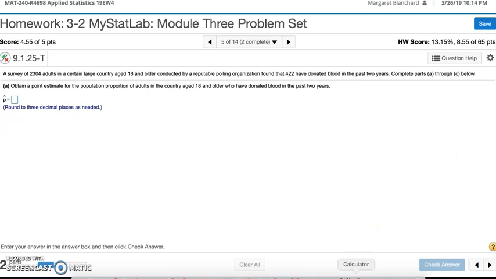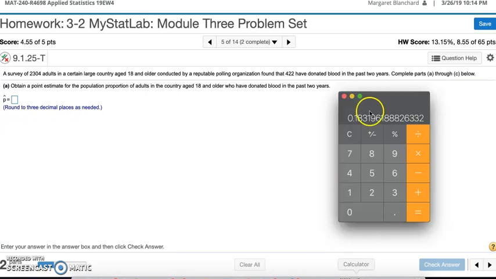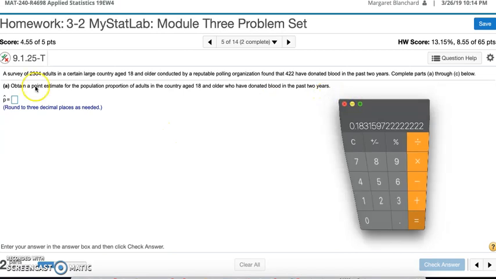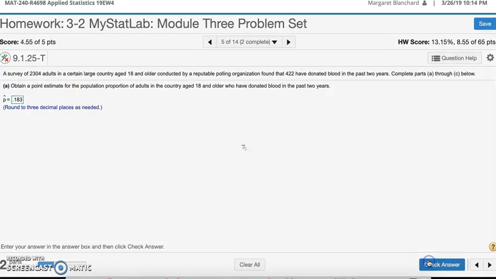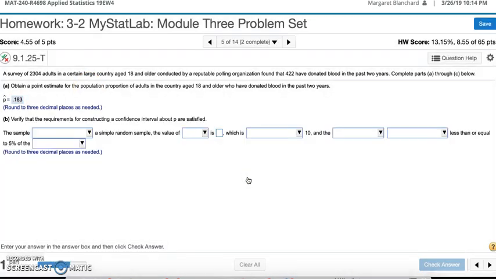So remember, finding the proportion is p hat equals x divided by n, where x is the number of successes and n is the number of observations in your sample. So in this case, we have 422 as our number of successes, and 2,304 as the number of observations in the sample. That gives us 0.183 as our p hat when we round to 3 decimal places. Check answer. Good job.